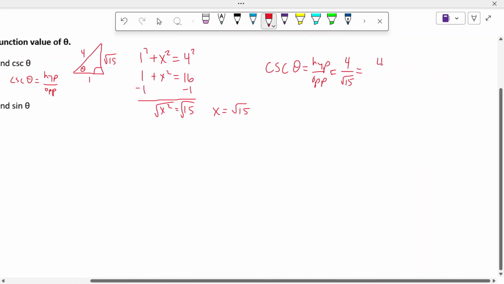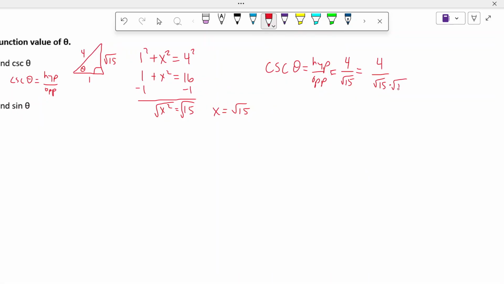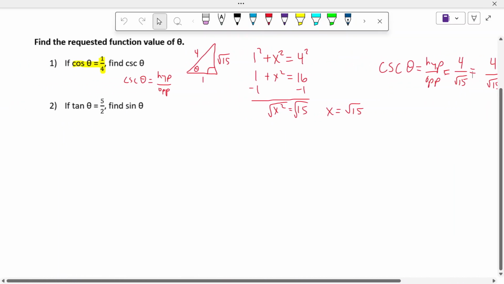And so to rationalize the denominator, we just multiply top and bottom by that root again. So the top becomes 4 root 15, and root 15 times root 15 is just 15. And that's our answer. The cosecant of theta is 4 root 15 over 15. Notice we didn't even care what the angle is. It's not asking us for the value of theta. It doesn't want us to find the angle. We just need to use the information to find the value of the cosecant of theta.